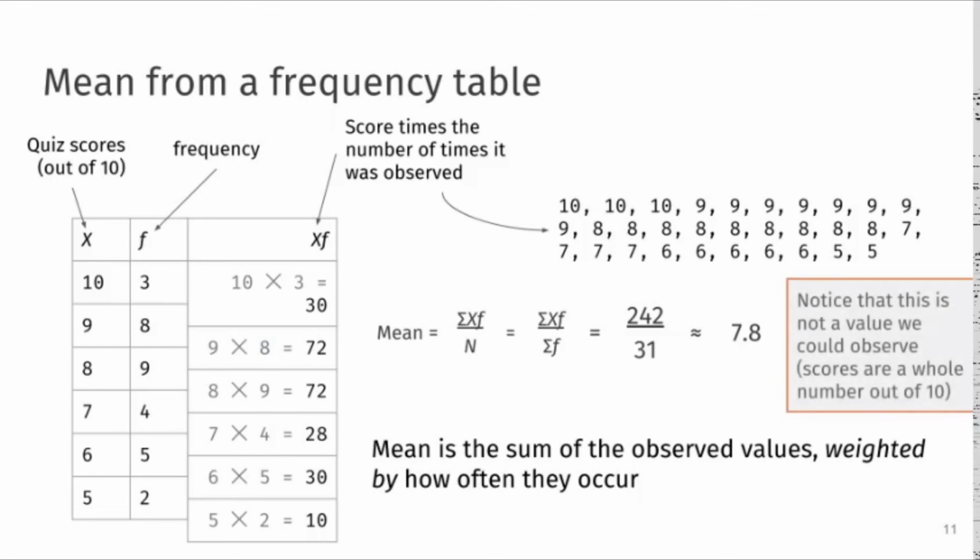Another thing to note here is that the mean, which is 7.8, is not a value that we could have ever actually observed, because quiz scores are always going to be a whole number out of 10. So it's impossible to actually score 7.8 on this quiz. So, unlike the mode or the median, the mean may be a value that is actually impossible to observe.